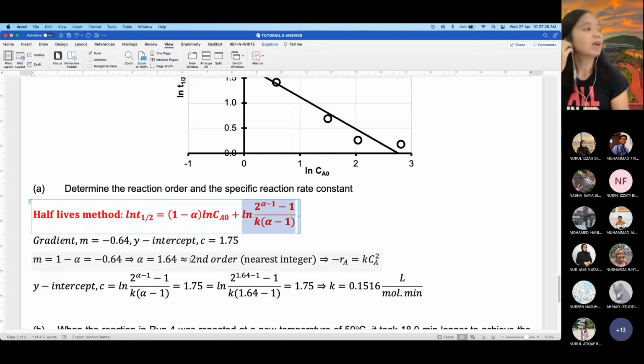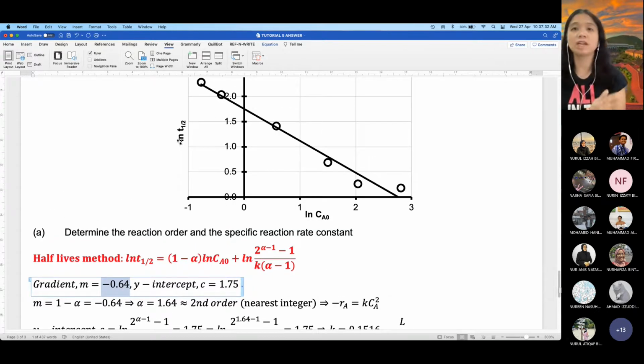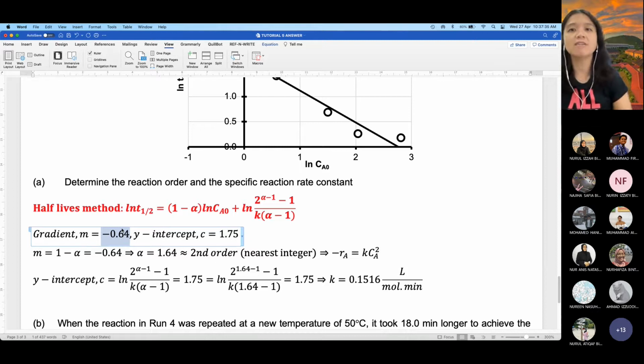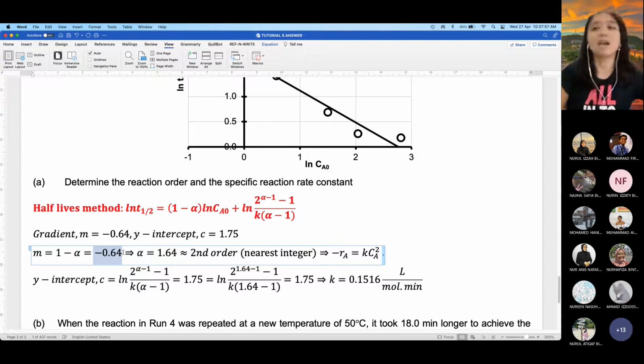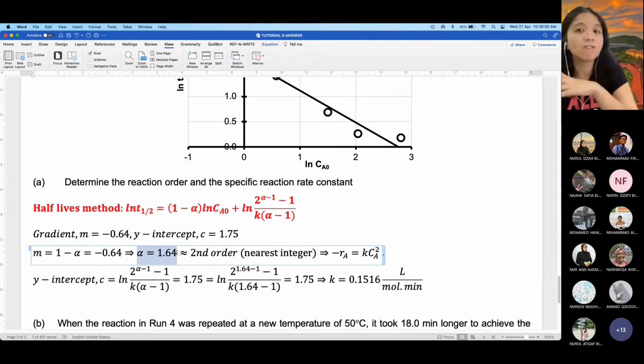So we know from the question, the gradient is negative 0.64. You can see the slope memang negatif. So the gradient, negative 0.64, equals 1 minus alpha. Be very careful dalam soalan ni. You really have to check the equation, tengok gradient dia equals to what. So m, the gradient, equals 1 minus alpha equals negative 0.64 as given by the question. Hence, you will get your alpha as 1.64. Be very careful of the negative sign. Sometimes students might make a little bit of mistake with the negative and positive. So you will get your alpha as 1.64.